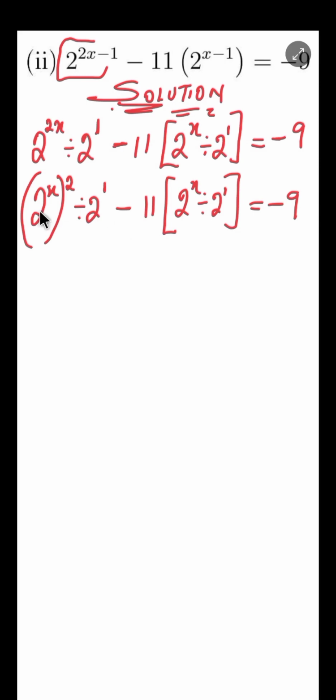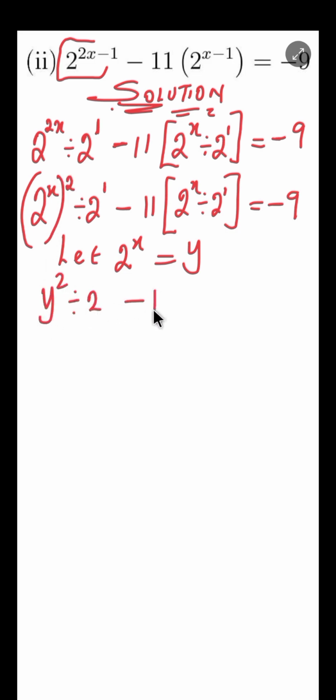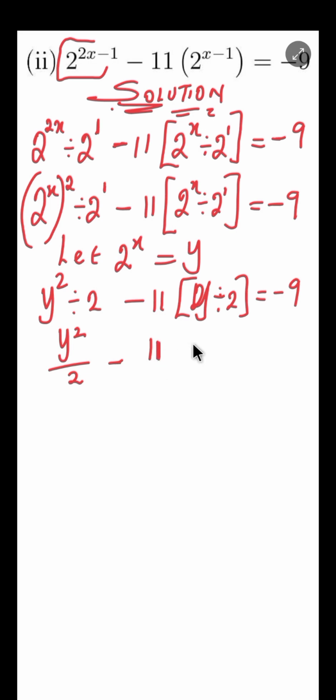To reduce this equation, we can let 2 raised to the power of x be substituted by y. Let 2 raised to the power of x represent y, so that this full expression becomes y squared divided by 2 minus 11 open bracket y divided by 2 close bracket equals minus 9. So I've substituted 2 raised to the power of x for y. Therefore, this can be written as y squared over 2, minus 11 times y over 2, equals minus 9.